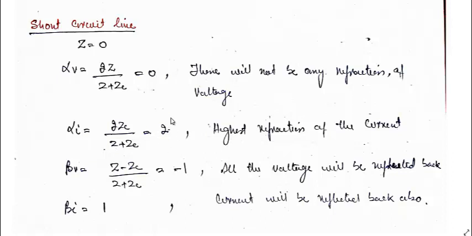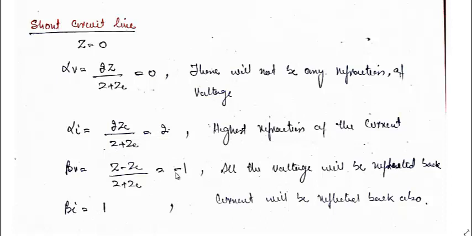This tells us the idea of how current and voltage will behave at the receiving end. This 2 means the high value. Beta V, the reflected voltage, is Z minus Zc divided by Z plus Zc; since Z is 0, minus Zc by Zc will be minus 1, and the reflected current will be minus of this, equal to 1. So there will be a reflection in the current, but with a positive value. There will be a reflection of the voltage, but with a negative value.